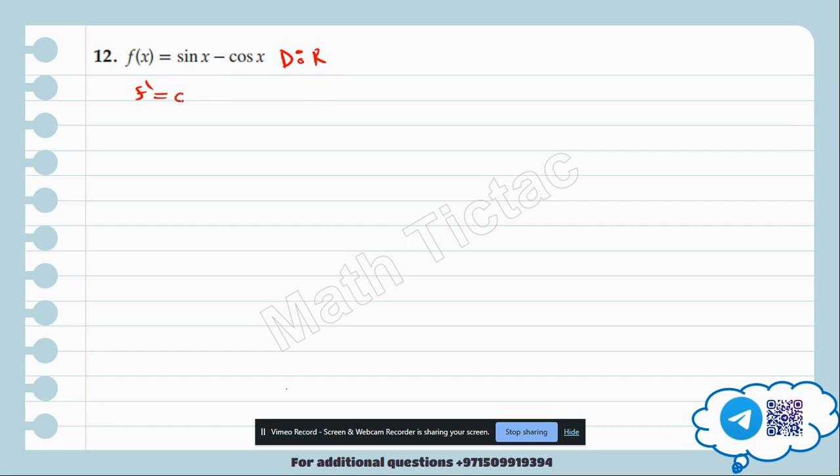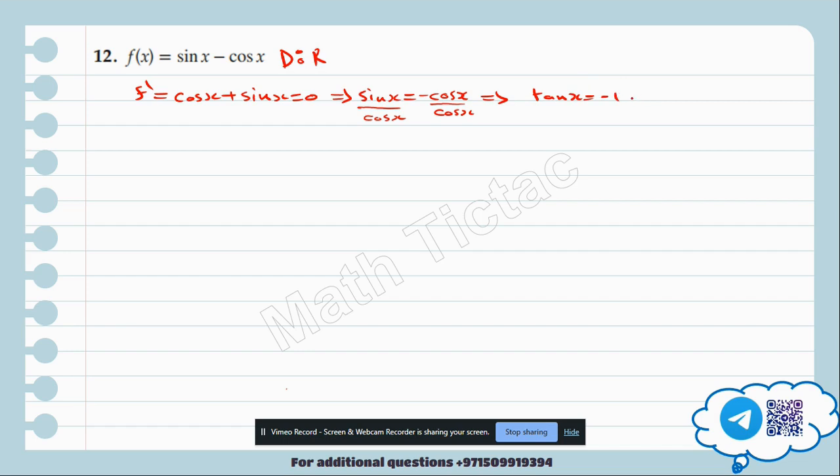So the derivative of sine is equal to cosine x. The derivative of cosine is minus sine. Minus with minus will be positive sine x. So let's make this equal to 0 and move the cosine to this side. So sine x is equal to minus cosine. Then divide by cosine and divide by cosine. So that will give you tan x equal to minus 1.